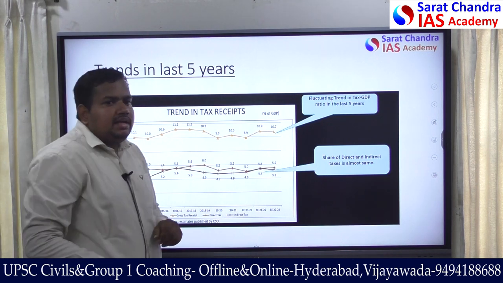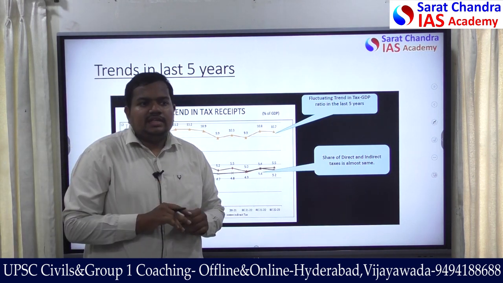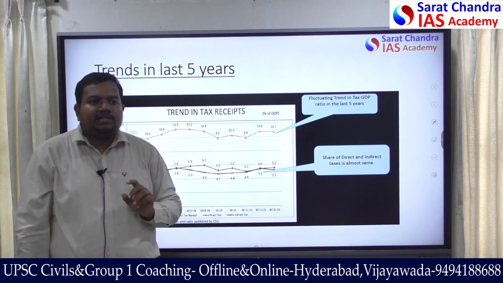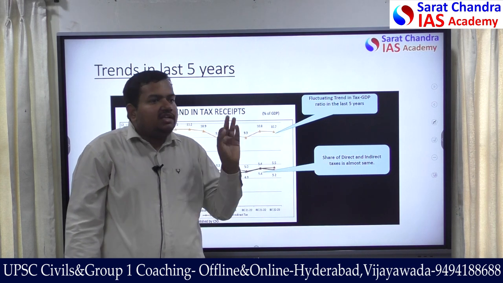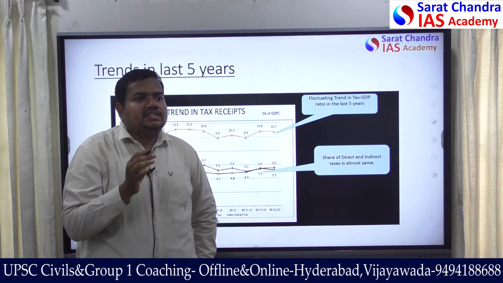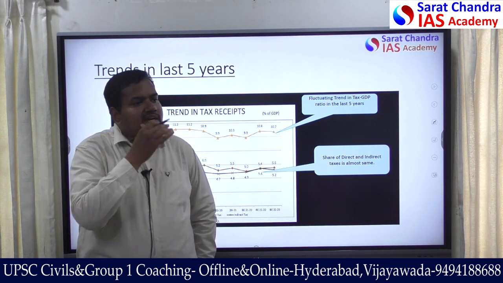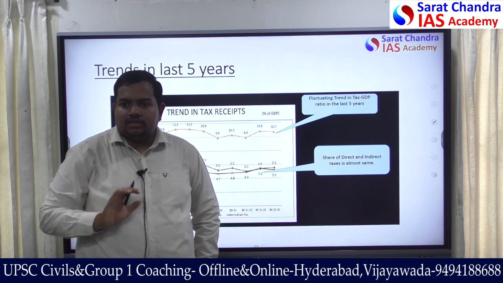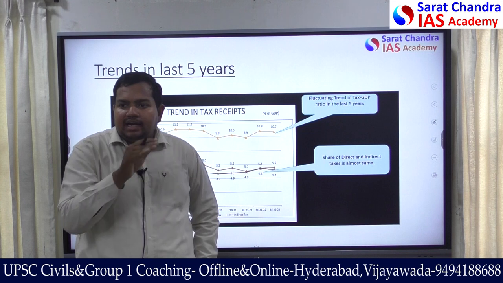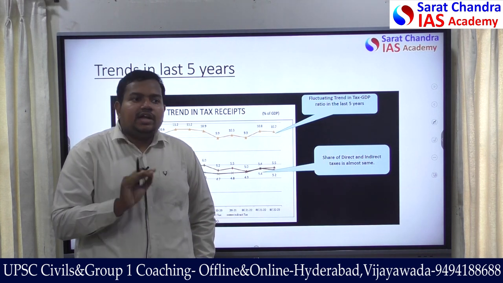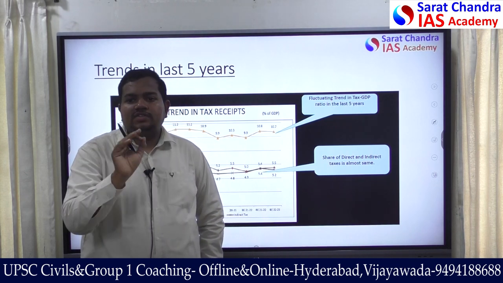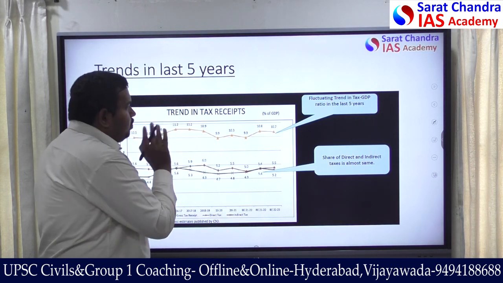And remember, generally in prelims, every year there will be one question on trends in the last 5 years, or they might ask trend in the last decade or last two decades, like that. So, the question will be, in the last 5 years, is there a steady growth or steady decline or fluctuation. These will be the terms used, either steady growth, steady decline or fluctuating. So, we need to understand whether it is fluctuating.